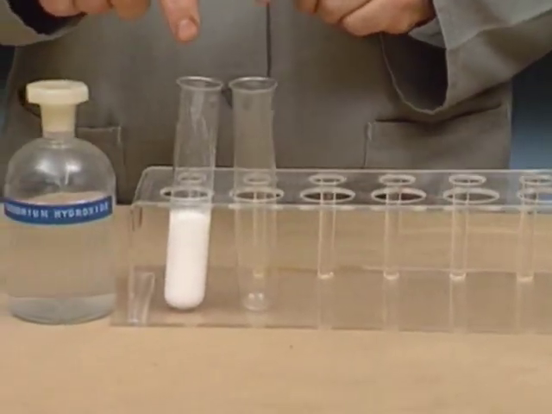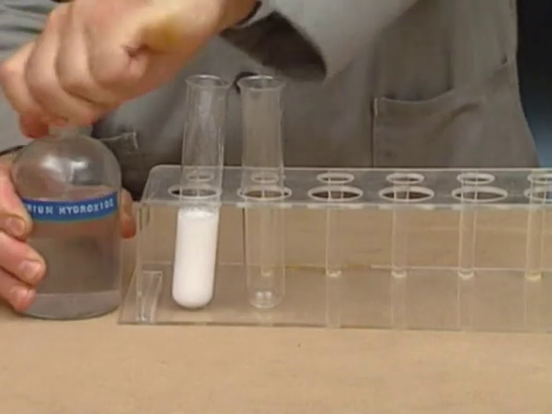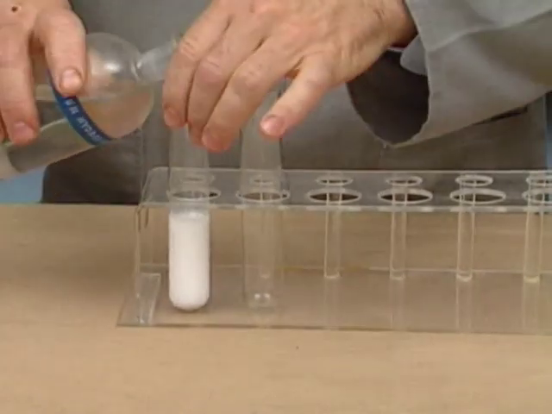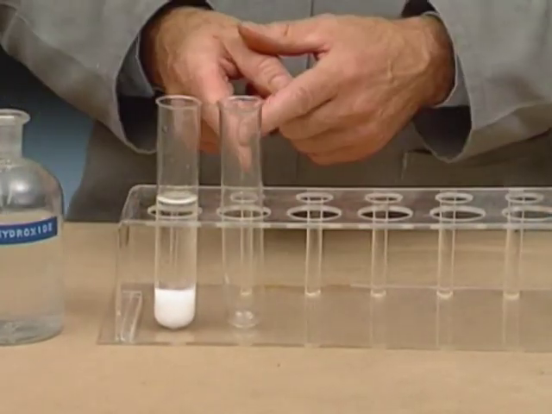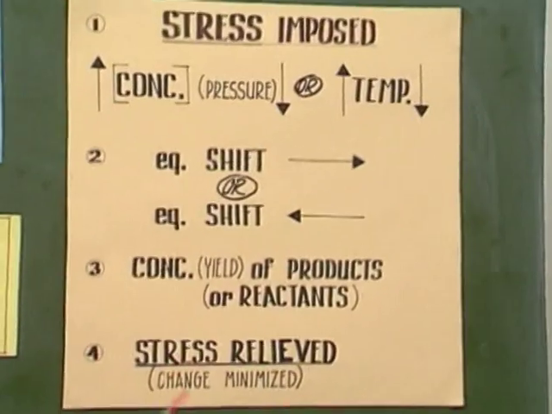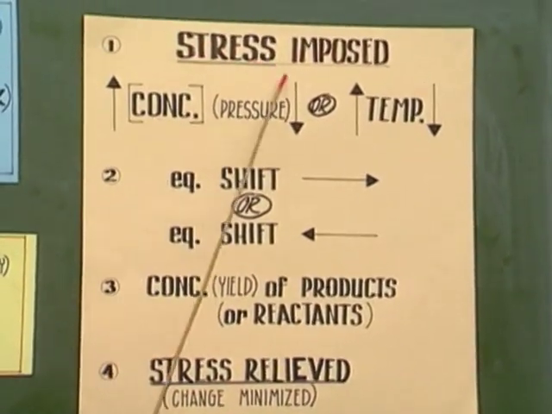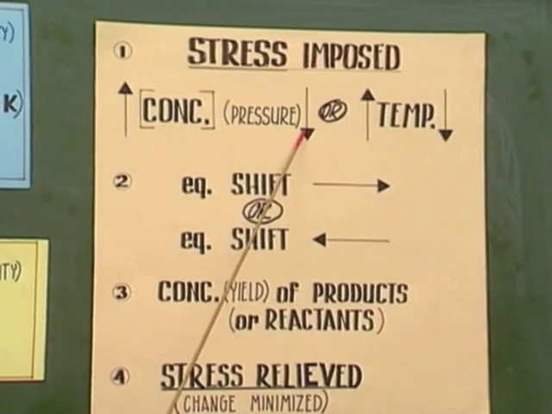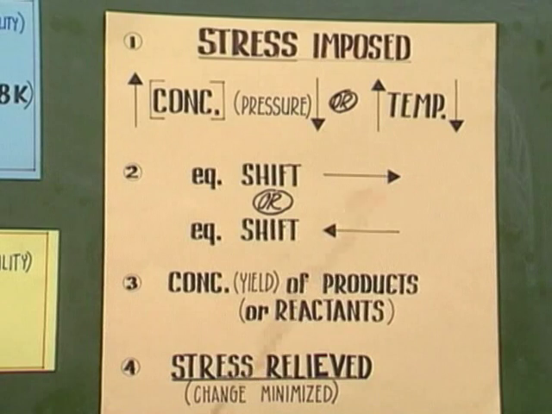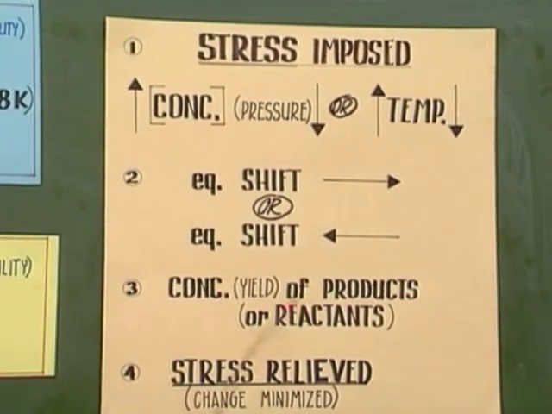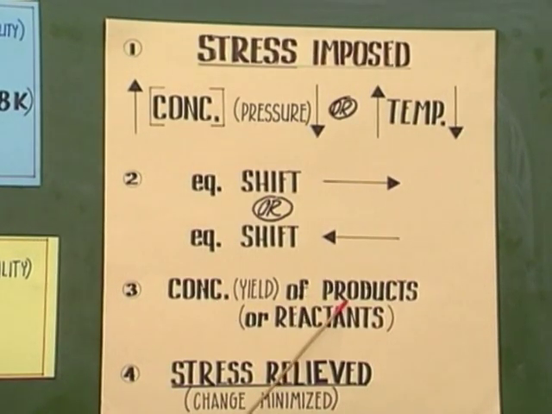But when I bubble ammonia gas through the equilibrium mixture or add ammonium hydroxide, which contains ammonia, we see that the solubility is greatly increased. The stress in this case is a reduced concentration of the silver ions, causing the equilibrium to shift to the right, and thereby the concentrations of the products, the silver ions and the chloride ions, is greatly increased. And in this way, the stress is relieved.